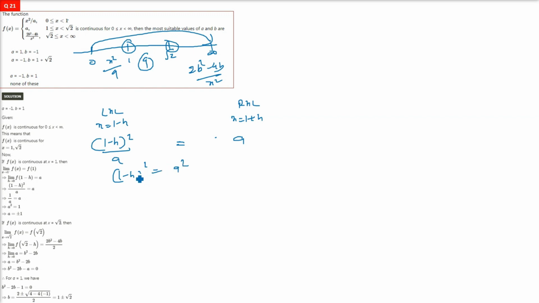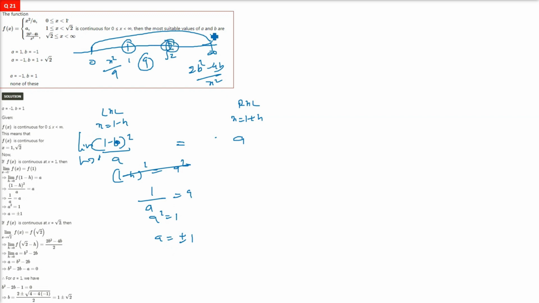And just put h as 0. So a square will be 1. A will be plus minus 1. You can apply the limit. You can open 1 minus h whole square. This is the way you have to show your examiner. Don't apply h directly here. With the limit h tends to 0, just open 1 minus h whole square and then see what it comes to. So finally, a square equals 1. A is plus minus 1. So we are getting two values of a.